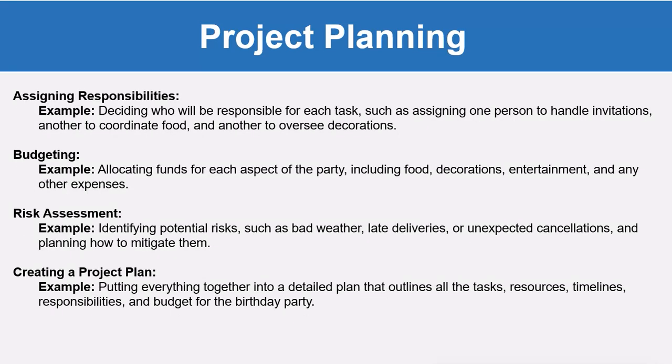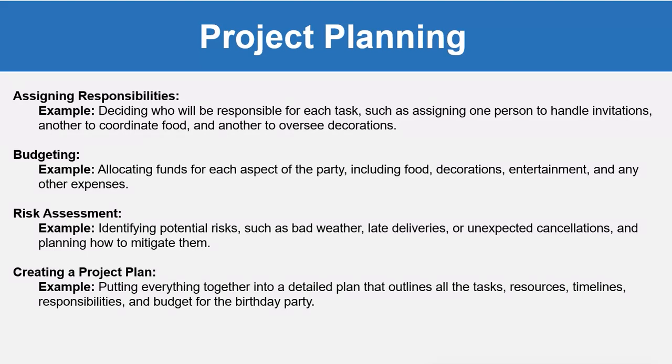Then assigning responsibilities means that you will decide who will be responsible for each task. For example, assigning one person to handle the card invitations, another to coordinate the food, and another to oversee the decorations. Then budgeting means that you will allocate funds for each aspect of the party. For example, for food, decoration, entertainment, and any other expenses, you must allocate funds for each activity.